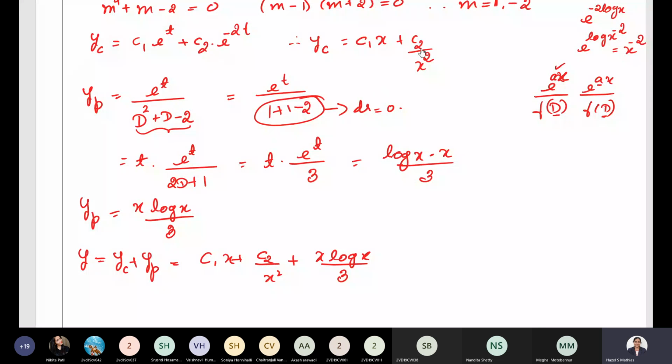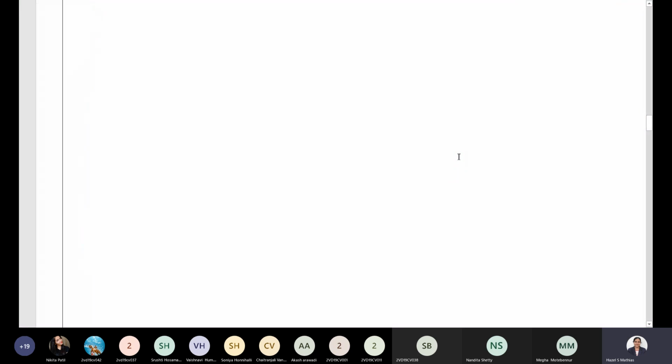Let's discuss the next question. We need to find the curve on which the functional, integral from 0 to 1 of y dash square plus 12xy dx, with y of 0 equal to 0 and y of 1 equal to 1, can be determined.